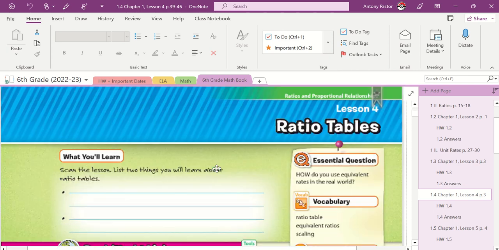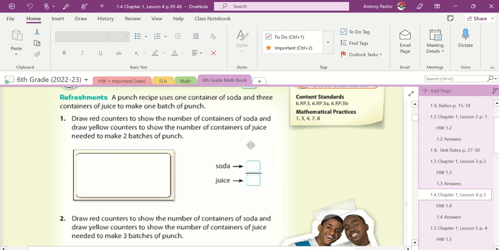So let's look at the real world link here. A punch recipe uses 1 container of soda and 3 containers of juice to make 1 batch of punch. So again, 1 container of soda and 3 containers of juice to make 1 batch of punch. Draw red counters to show the number of containers of soda, and draw yellow counters to show the number of containers of juice. You need to make 2 batches of punch.